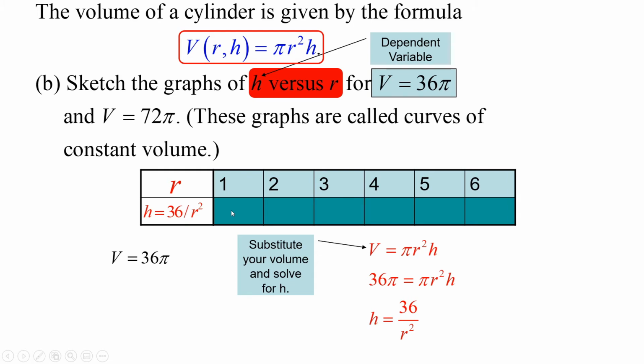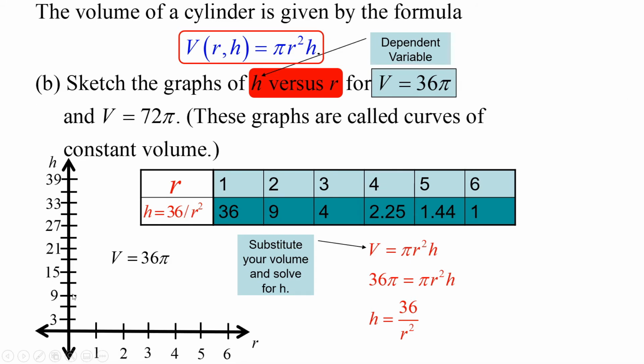36 over 1 squared, 36. 36 over 2 squared, that'd be 36 over 4, and that's 9. 36 over 3 squared, that'd be 36 over 9, which is 4. And then 36 over 4 squared, that's 36 over 16, which I punched out and got a 2.25. And then 36 over 25, I punched out, and I got a 1.44. And then I get to 36 over 36. I'm not going to punch that one out. It's a 1. Okay? And let's draw the appropriate graph and plot those points.